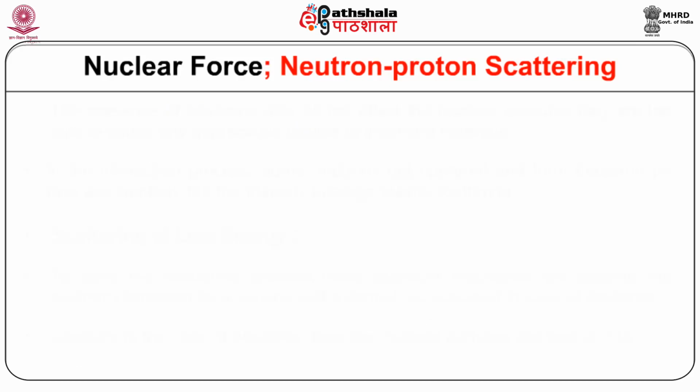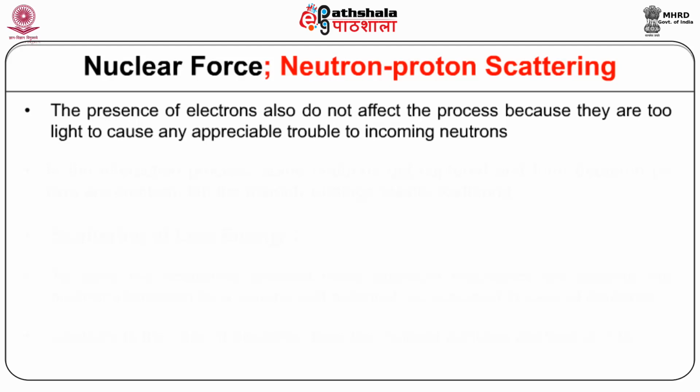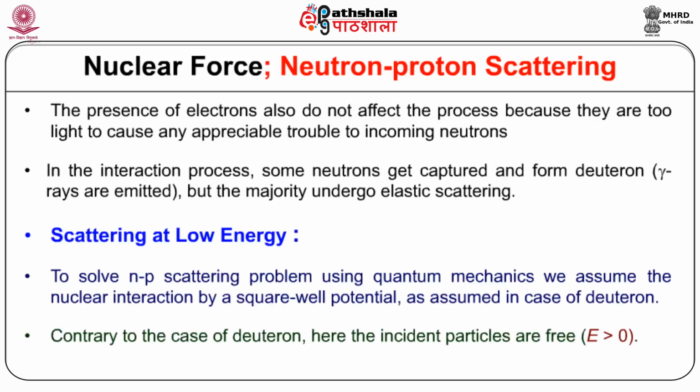Nuclear force, neutron-proton scattering. We are continuing with our discussion about neutron-proton scattering. The presence of electrons also does not affect the process because they are too light to cause any appreciable trouble to incoming neutrons. Remember that the target consists of hydrogen, and hydrogen has 1 electron in the orbit. But electrons do not disturb the interaction process, as neutrons are very heavy compared to the mass of the electron.